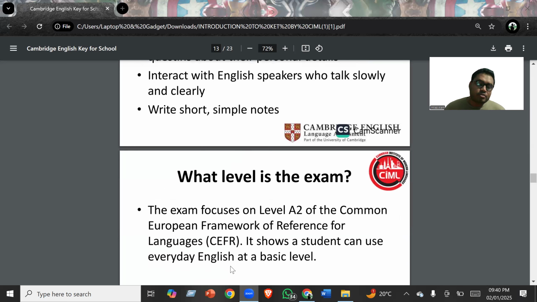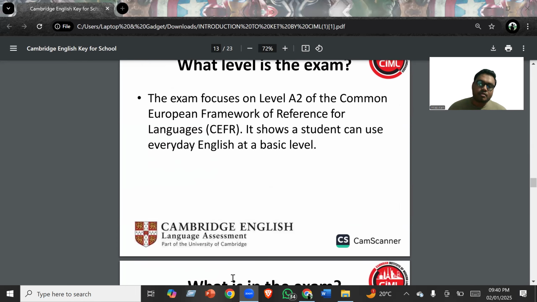Now, we are going to the next phase, and that is what level is the exam? I have told earlier that the level will be A2. As far as the CEFR, that means Common European Framework of Reference, is concerned, the level will be A2, and the name is A2 Key for Schools.